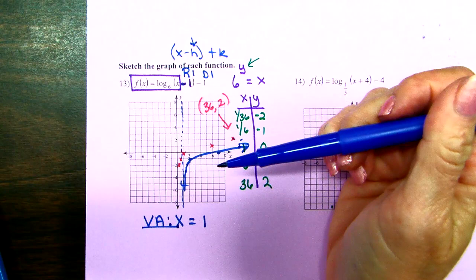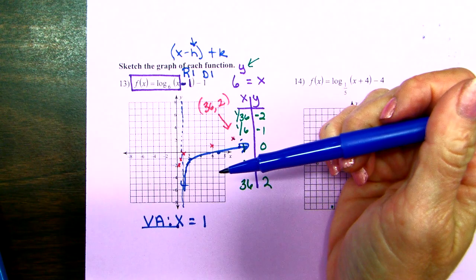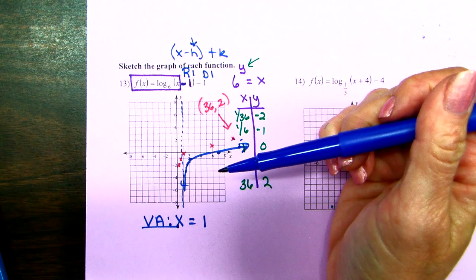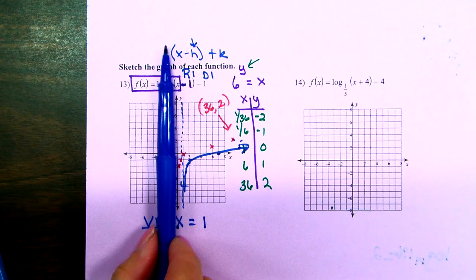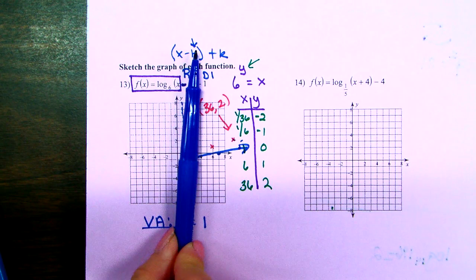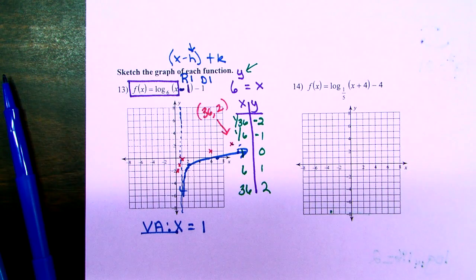What direction did you move all your points? You started at 0. Where did you move your asymptote to? To the right one. That's positive 1. Okay? It's always opposite.